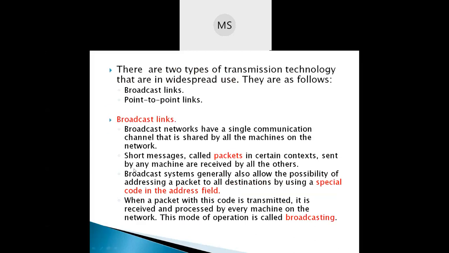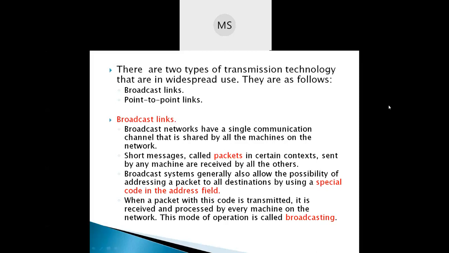So network hardware, if you are observing, when it comes to the transmission media, there are two types of transmission technologies. One we can call broadcast links, and the other we can call point-to-point links. Broadcast networks have a single communication channel that is shared by all the machines. Okay, so we have only one communication channel. That communication channel is connected with all the systems.